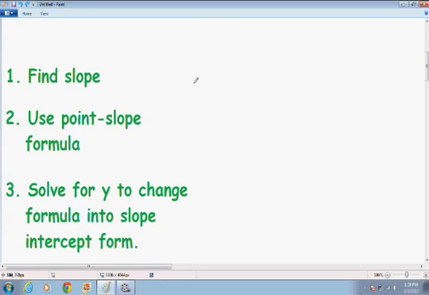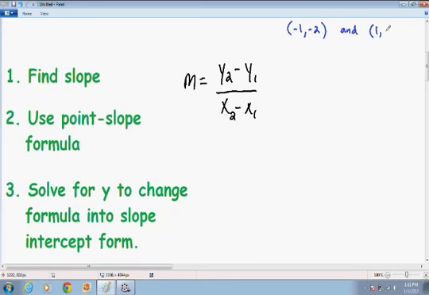When you're given 2 points, like in this problem, you need to use the slope equation to find the slope of this line. The equation for finding the slope is y2 minus y1 over x2 minus x1, and slope is always written with m. Now I'm going to rewrite the 2 points given to us. Our first point was (-1, -2), and our second point was (+1, +4).